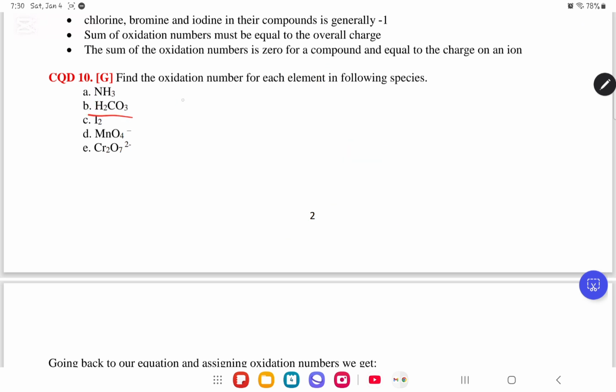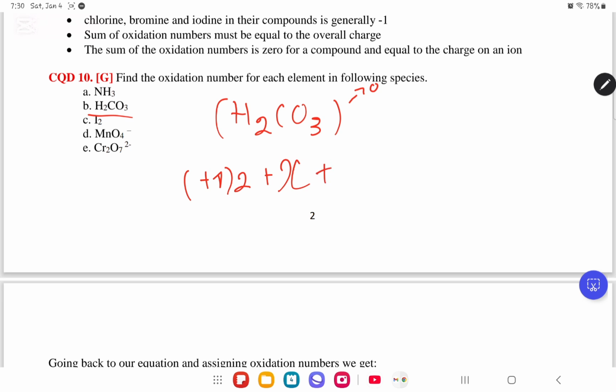For part B, we're going to apply the same process, H2CO3. Its charge is 0. We know H has an oxidation number of plus 1, so plus 1 times 2, plus the oxidation number of C, which we will label X, plus the oxidation number of oxygen, which is negative 2 multiplied by 3, is equal to 0. So 2 plus X minus 6 is equal to 0.